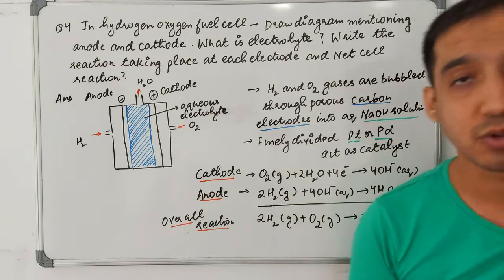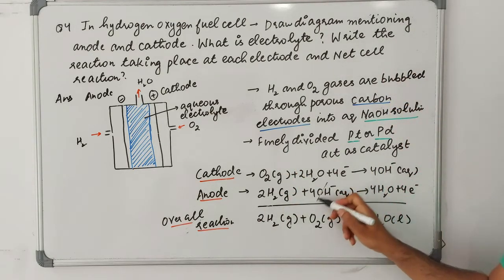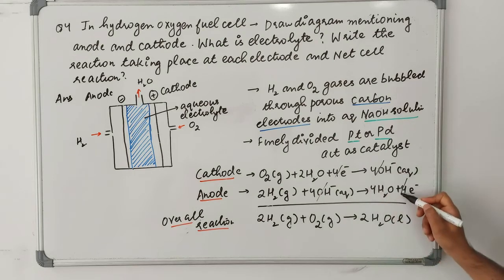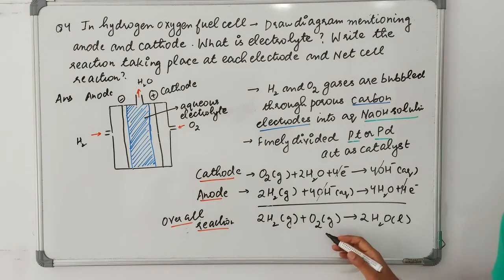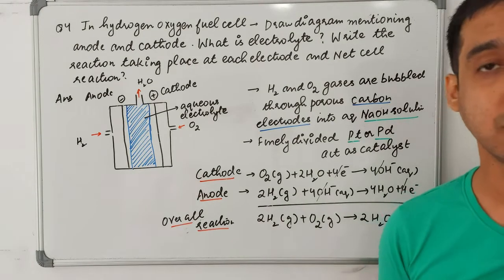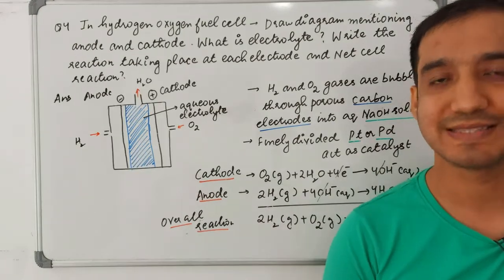And then if you add both the reactions, what will happen? The 4 OH negative and electrons will get cancelled. In the overall reaction, you will get 2 hydrogen plus oxygen resulting in formation of 2 H2O. So this is the fuel cell.